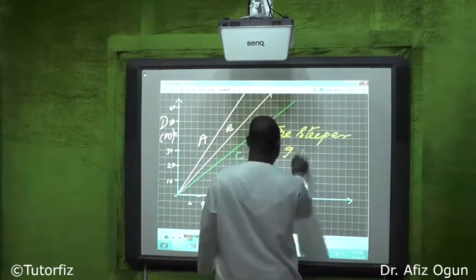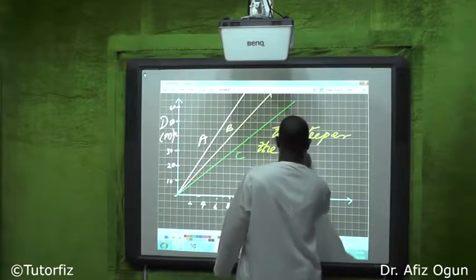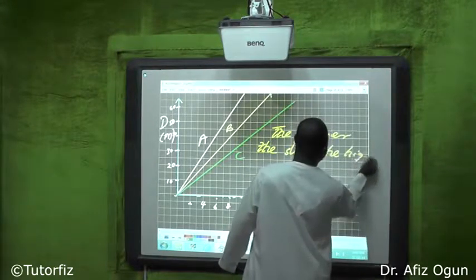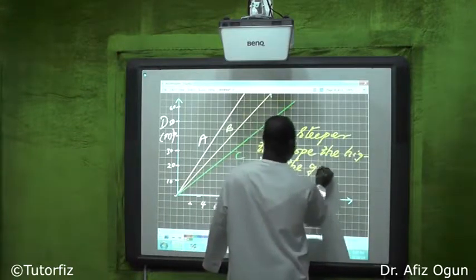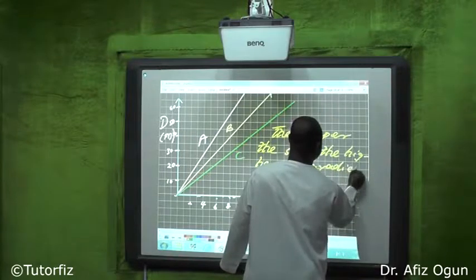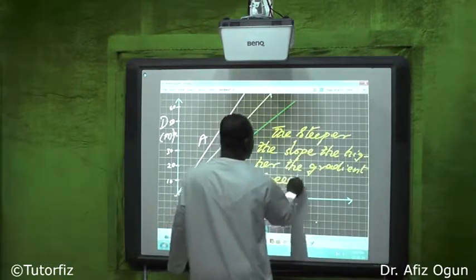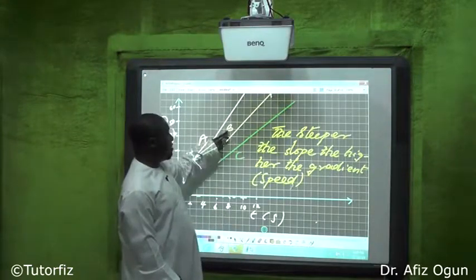The steeper the slope, the higher the gradient. And don't forget, the gradient here represents what? Speed. So which guy is moving fastest? A is moving fastest, followed by B, followed by C.